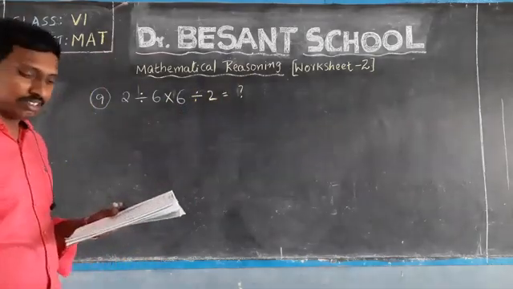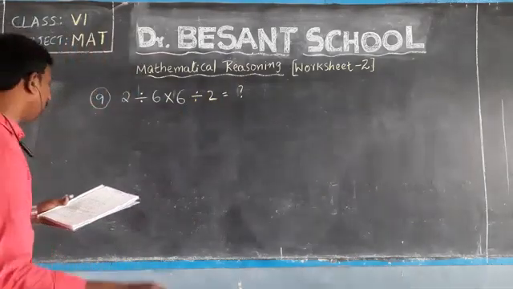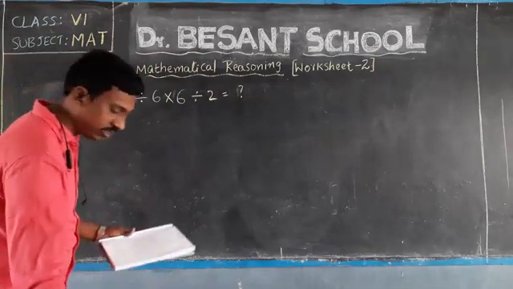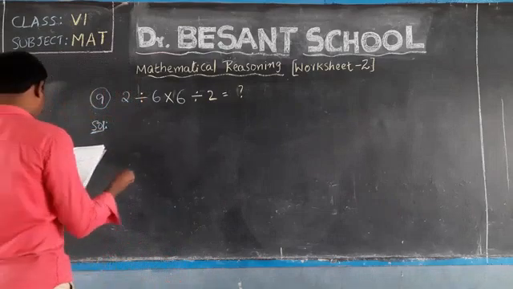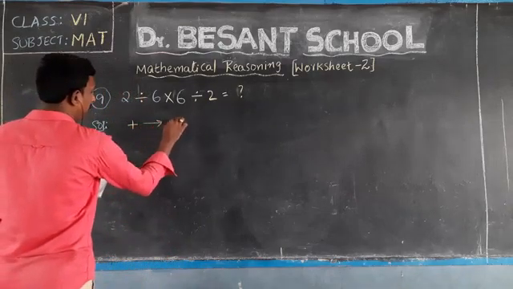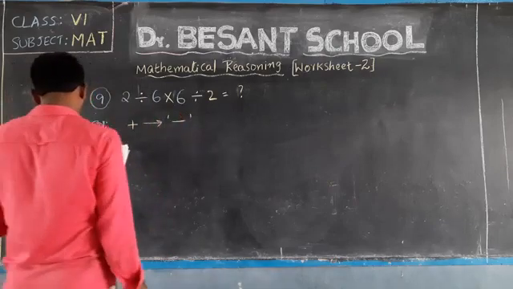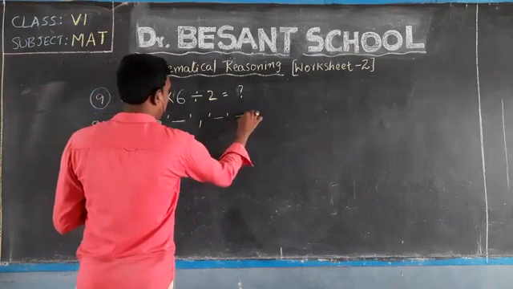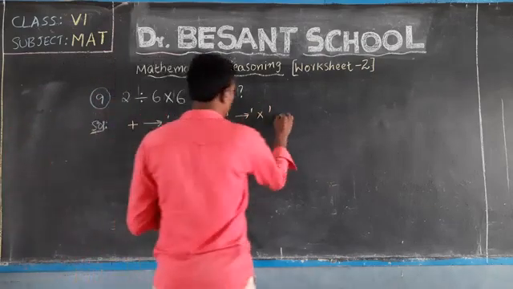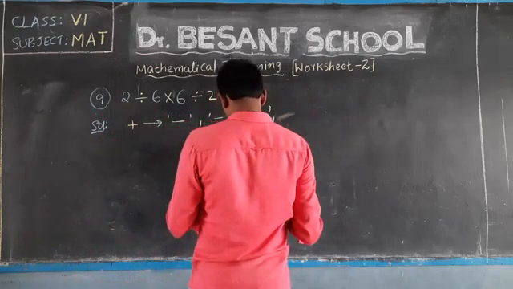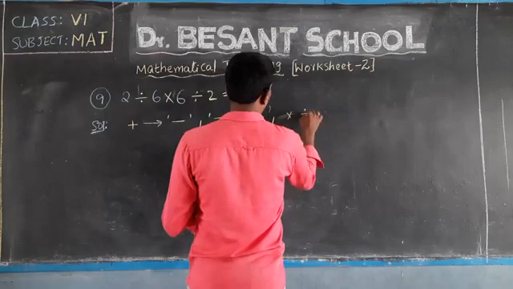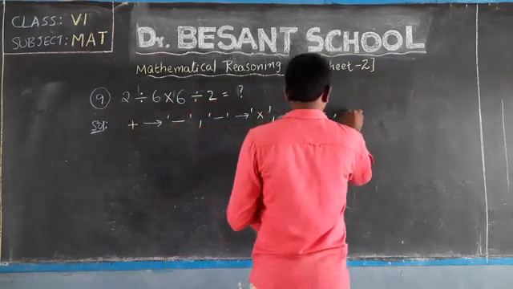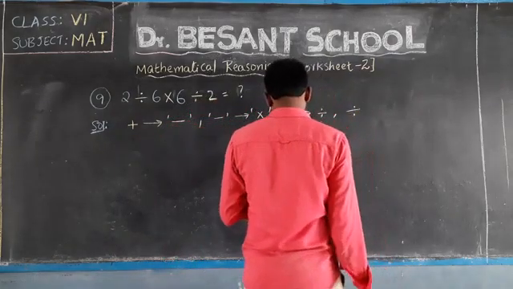Here we have only two symbols, that is divided by and into. Okay. So in the problem part, what he has given to us is like this. If plus is there, it is to be treated as minus. And if minus is there, we have to use it as into. Next, if into is there, we have to use it as divided by. And divided by is to be used as plus.